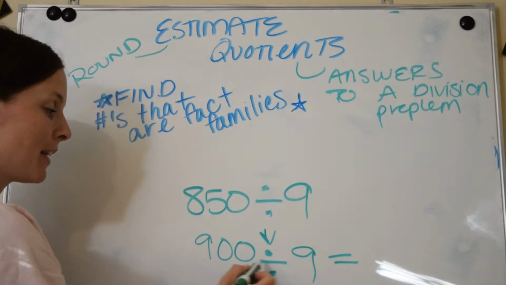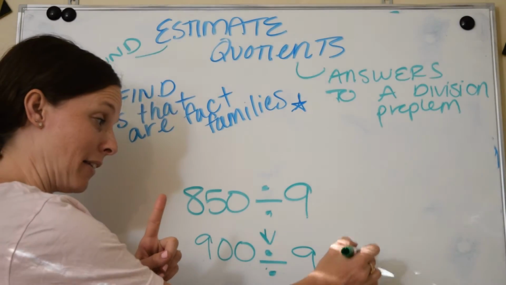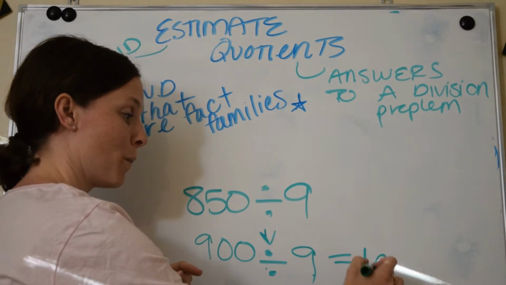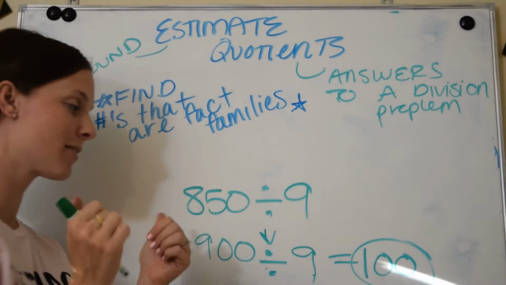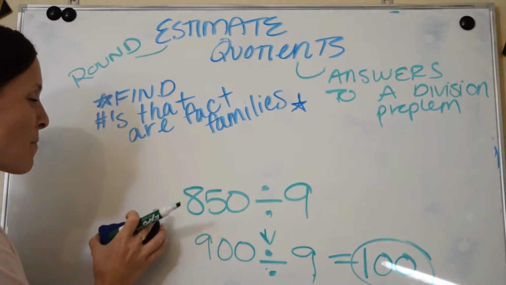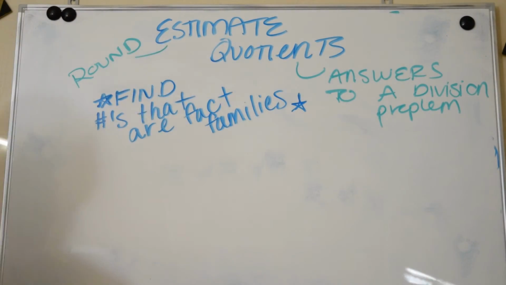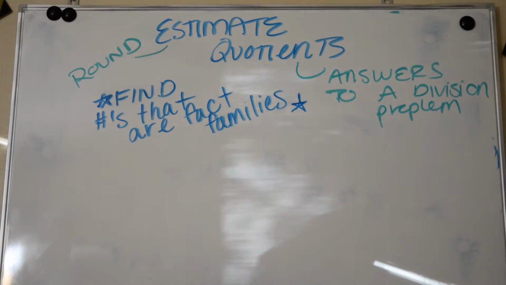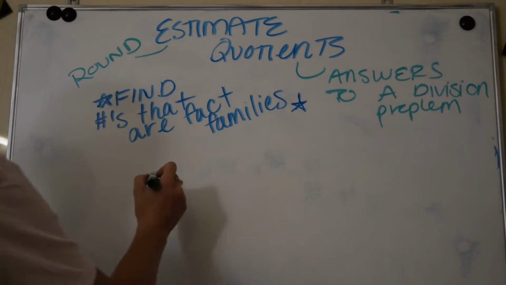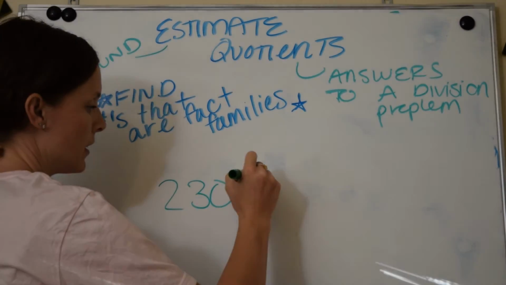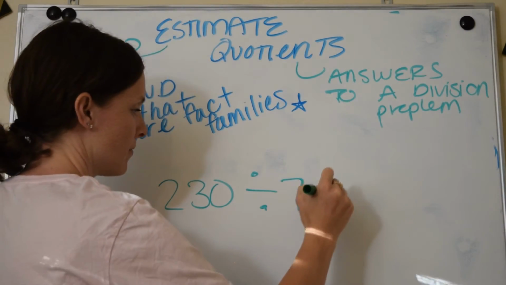Do you think you could do this one? Absolutely. What's 9 divided by 9? 1. And how many zeros are there? 2. So your answer is 100. Done. Let's do one more. What if I had 230 divided by 7?